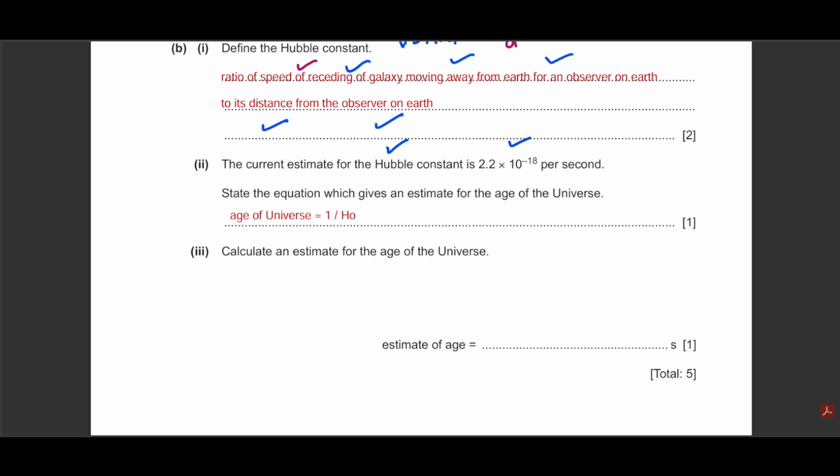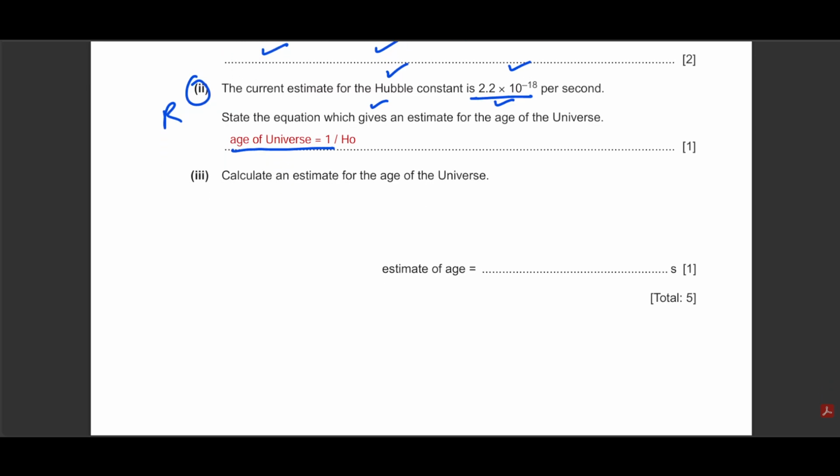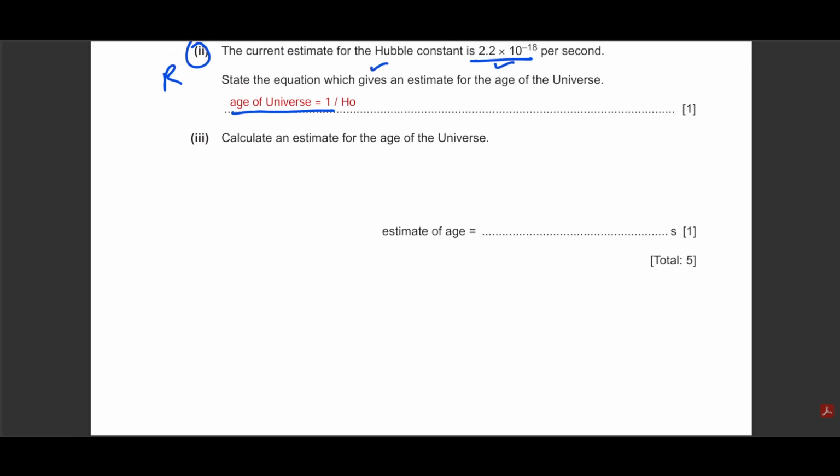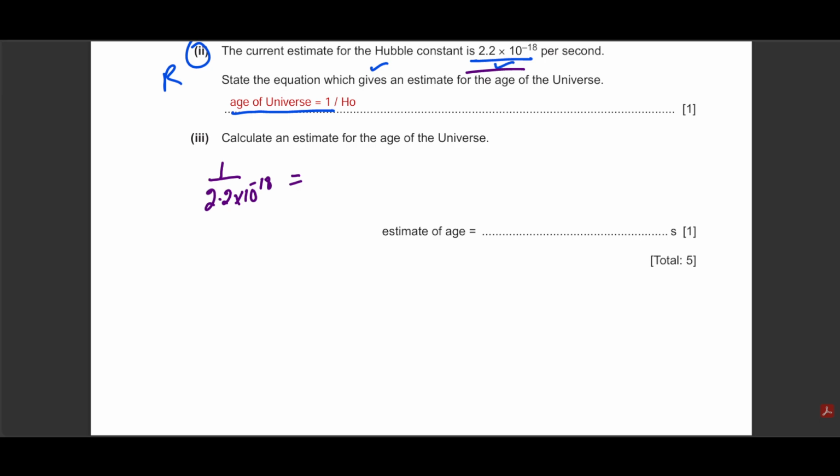State the equation which gives an estimate for the age of the universe. So this is where we take the inverse and we actually find the age of the universe. Again, this is a classic repeated question. You can go to the book and read more about this nearing the end of the video. So the estimate of the age of the universe is 1 divided by 2.2 into 10 raised to the power minus 18. There are other ways to estimate the age of the universe, but this is the closest one we have found using the Hubble's constant.